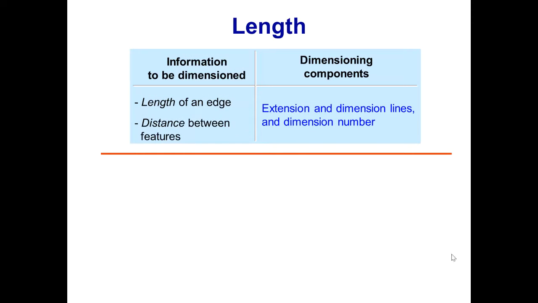First of all, we will start with the dimensioning of the length. For example, if you have to dimension the length of an object, the information you have to dimension is basically the length of an edge and the distance between the features. So which components will you use? The first component is the extension line, the second is the dimension line, and the third one is the dimension number.